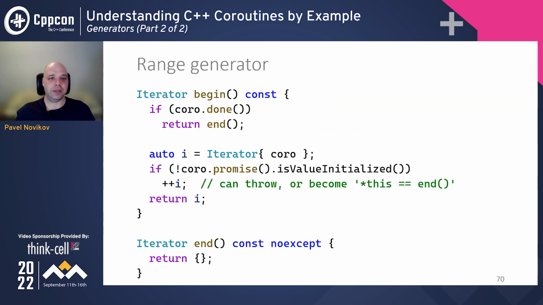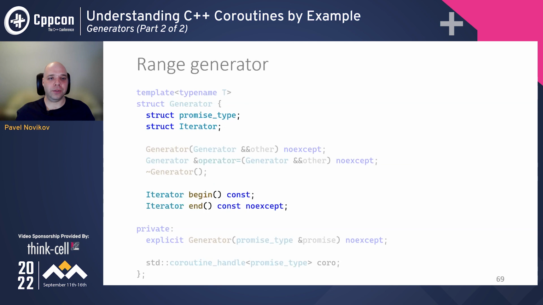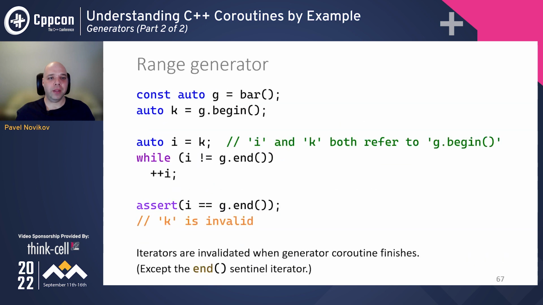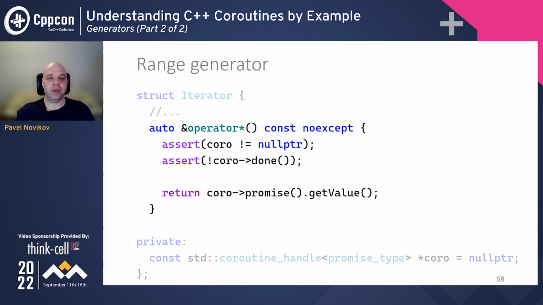So yes, probably don't do this for input iterators, and in this particular case, don't do this either because the saved copy of an iterator becomes invalid after the generator finishes its execution.